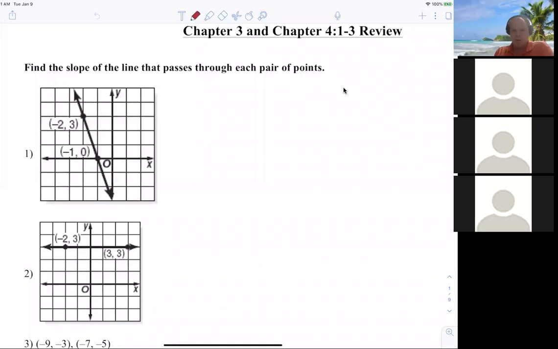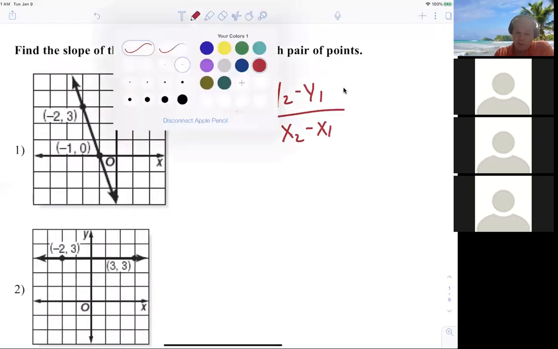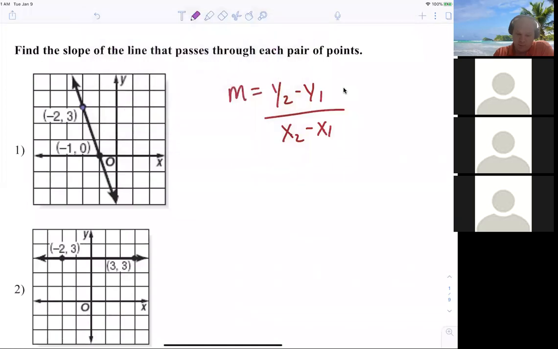Sorry about that. All right, so now finding the slope, the first thing you want to remember is m equals y2 minus y1 over x2 minus x1. Now what we're going to do is, if you recall, we can plug the points in, or we can just say, how did I get from one point to the other point? So we went from this point here, and then we went over here.